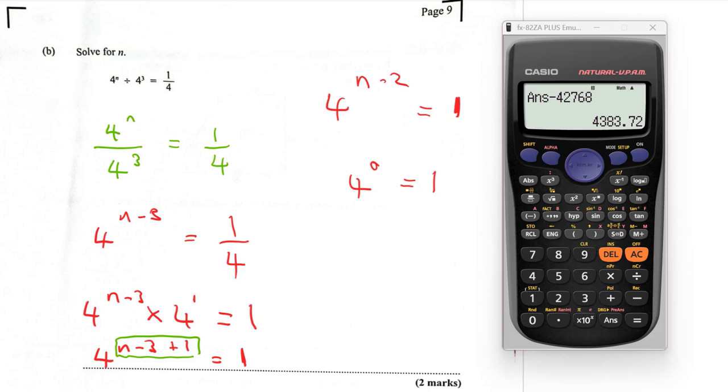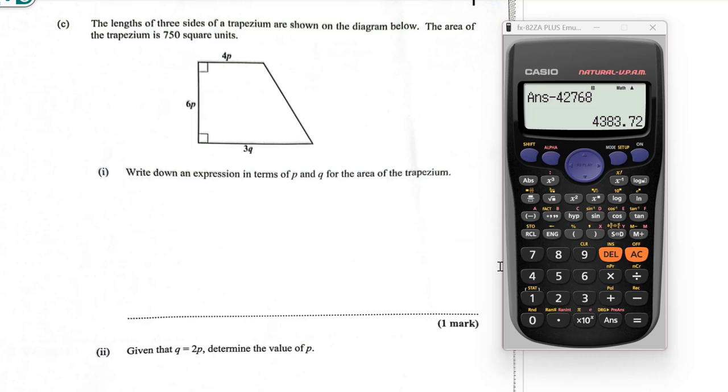Any number raised to the power of 0 is 1. So therefore, in order to solve for n, I need to equate n minus 2 is equal to 0. So therefore, n must be equal to 2. Let's move on to the next question. Now it says the lengths of 3 sides of a trapezium are shown on the diagram below.